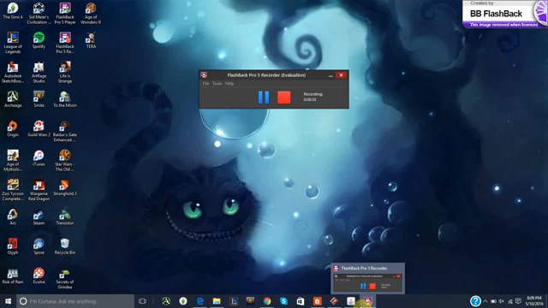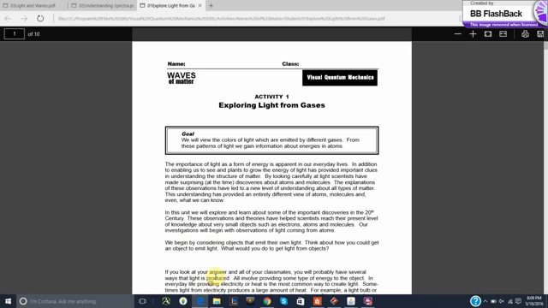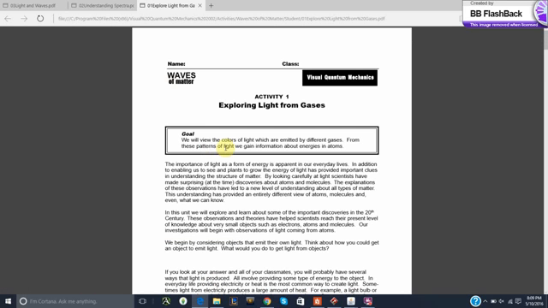But I'm going to try to keep this down below 5 minutes, so I'm just going to go through a brief overview of what this demonstration would include to try to keep the file size down. So first off, I'd start by saying that we have several different activities available to me. The first of these activities is exploring the light from gases, which was a step to the discovery that matter behaves as waves as well.